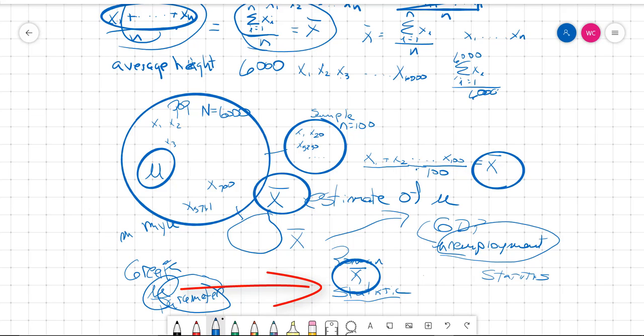Okay, this was a little bit of a long video, but we have reviewed this concept of population versus sample, and we also have said that we're going to use Greek symbols for population and non-Greek for samples, and we're going to call things from the population parameters, and we're going to call things from the sample statistics.